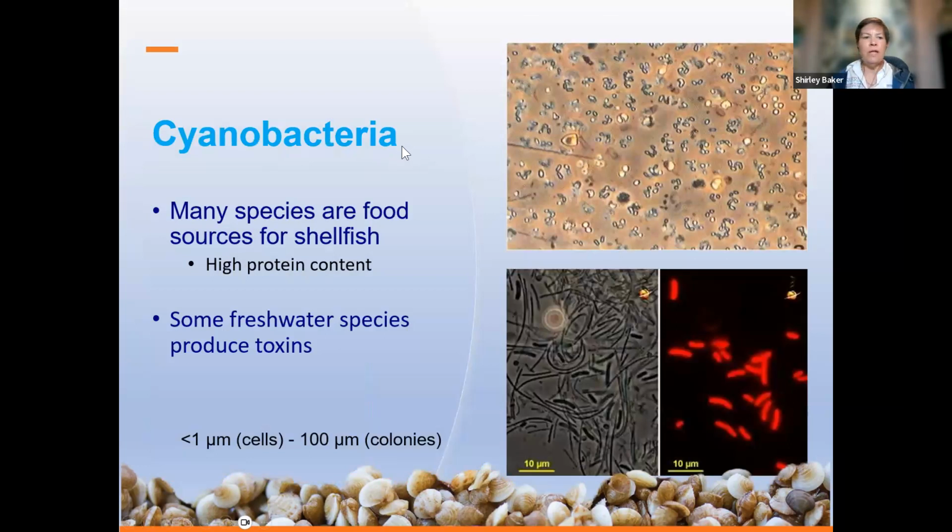Cyanobacteria, or blue-green algae: many of these species are also good sources of food for shellfish. They have a high protein content. Some freshwater species, though, do produce toxins, but we would not expect to see those in the marine environment. They are often very small, though. Some of them are smaller than 1 micron. They also can form colonies. So some of these might actually be too small for shellfish to filter out.